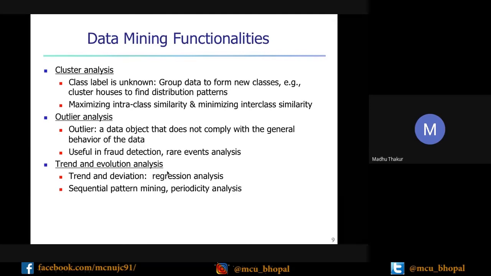For the clustering case, you don't know the class label. Based on the characteristics of the data, you are going to find out the class label. So how can you train your model in clustering? The class label is unknown, and you group the data to form new classes.